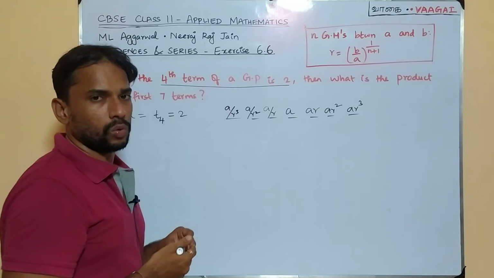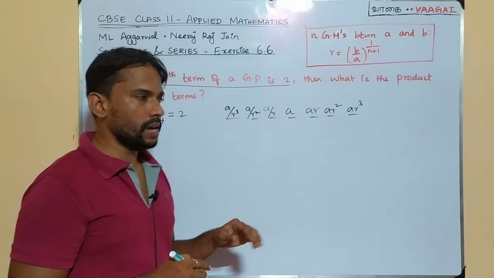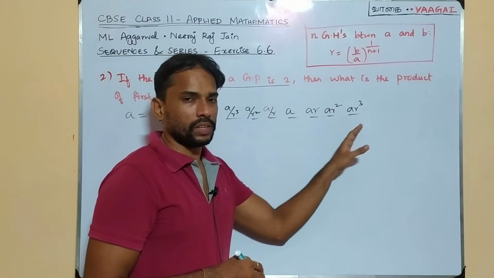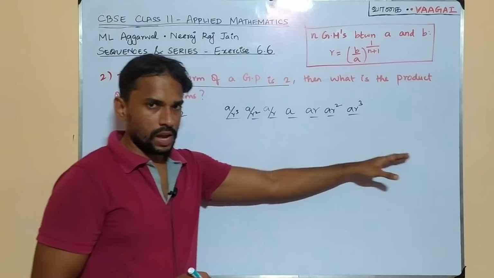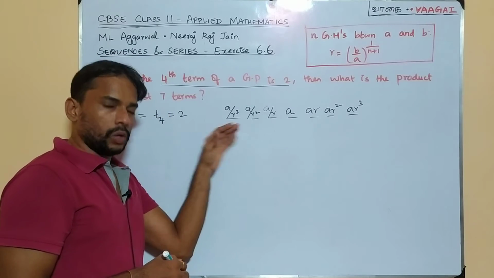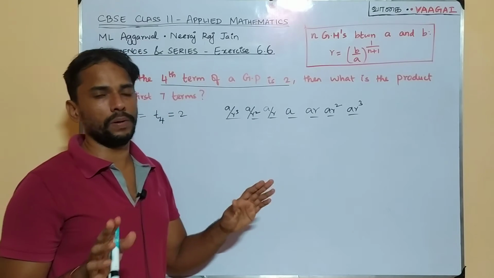I think this is easy for you to understand. Here we are multiplying with R to get the next terms, and here we have to divide by R to get the previous terms. This is going to be our task.